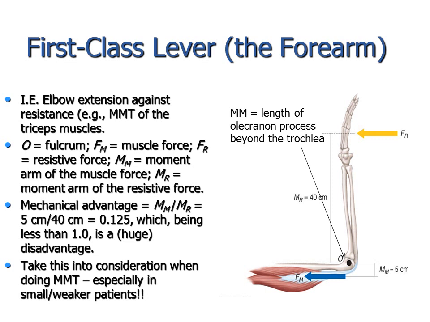Okay, so for those of you that have the PowerPoint presentation, I've actually done the math here for you to calculate the mechanical advantage of the first class lever at the elbow. And as we stated, the mechanical advantage is less than 1, and so therefore it's not going to require much force applied by you, the doctor, in order to overcome the triceps muscles with your manual muscle testing.